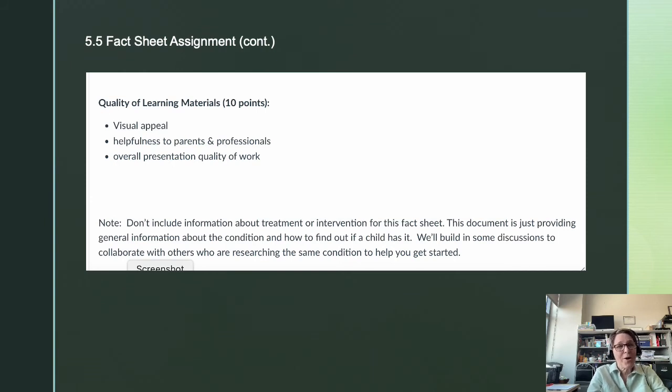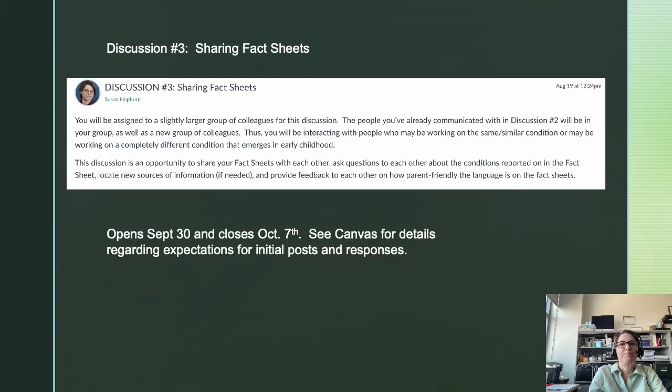So while you're not required to be a graphic artist and visuals are completely optional, if you do use them, they're likely to enhance your presentation, probably earn a point or 2. But we're going to grade you mostly on what you've learned from the literature and what you're synthesizing and presenting in your own words to these families or colleagues.